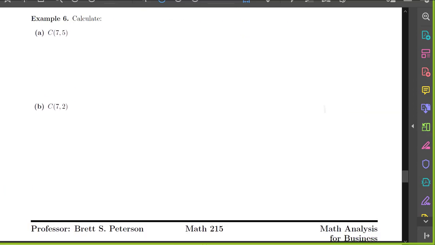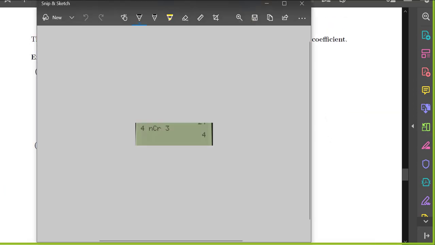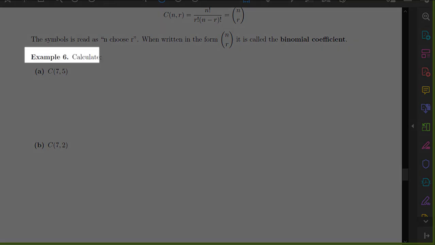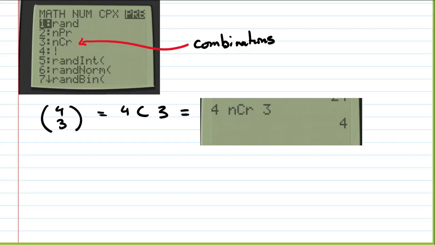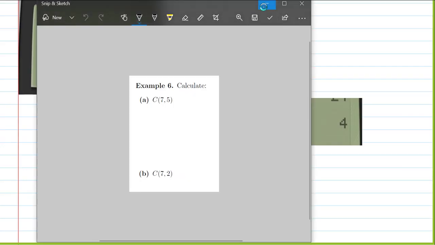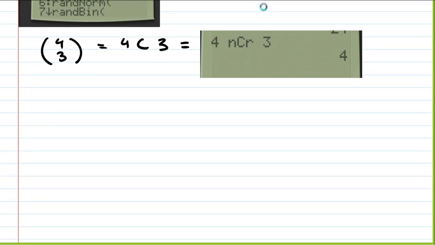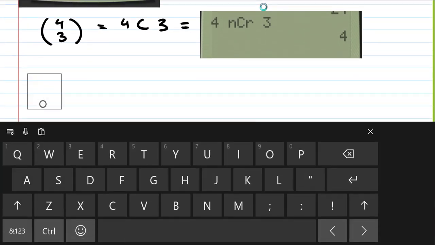All right, so let's go ahead and do a couple of these. And then we'll verify them using our calculator.